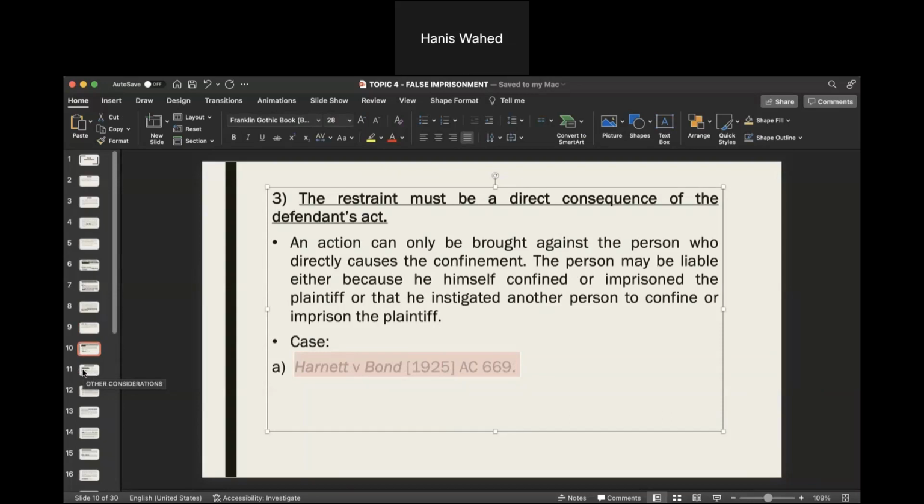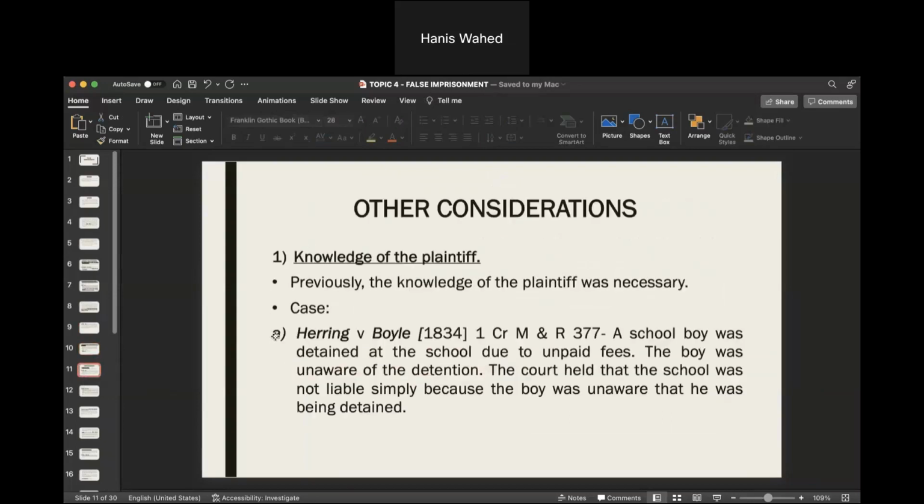Alright. And then we will look at other important things that you need to know. Number 1, you need to know that the knowledge of the plaintiff itself is not necessary. It is not essential.